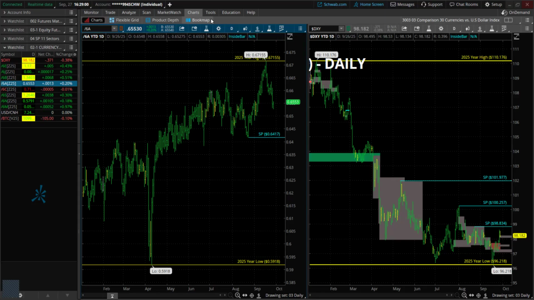Australian dollar. It did the same thing, just like the euro. That was the high of the year, and we made a new high. Now we're doing retracement.